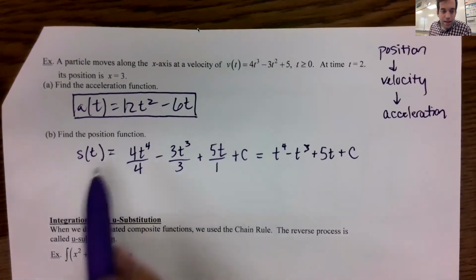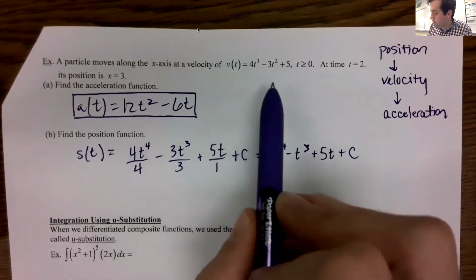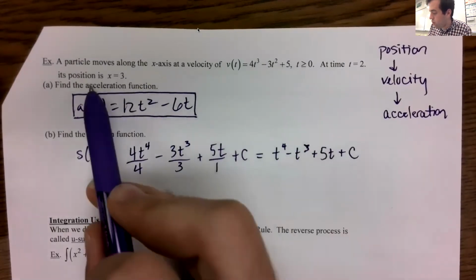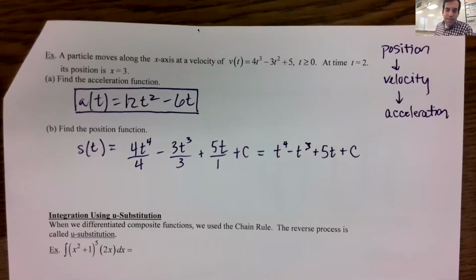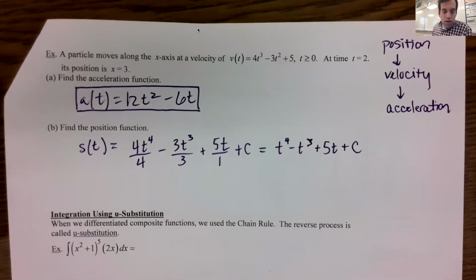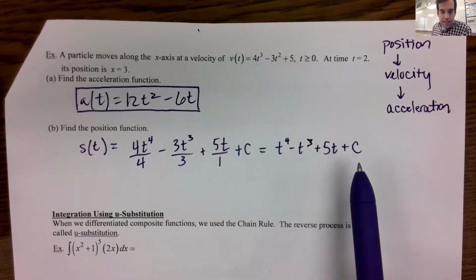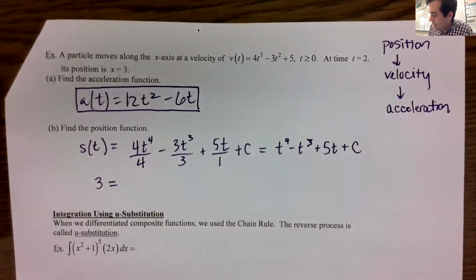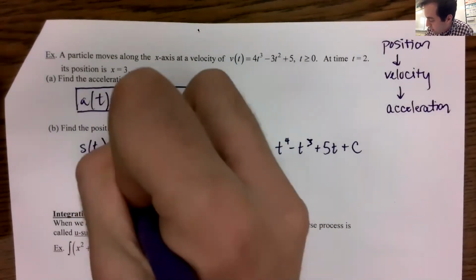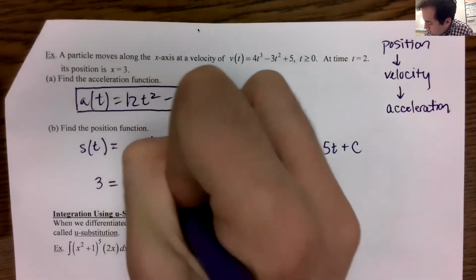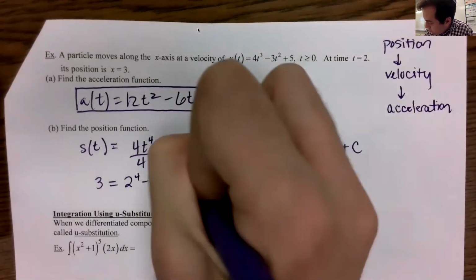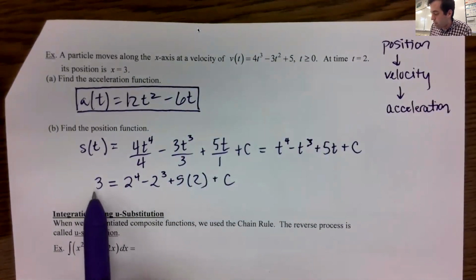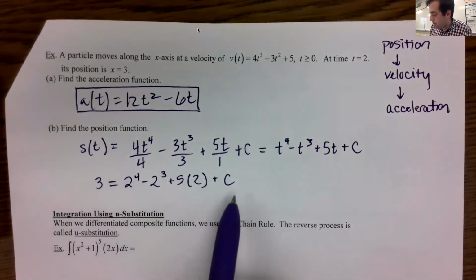Now this actually can be taken one step further, because if you take a look up here, it told us a scenario for the position function. It said at time t equals 2, position is x equals 3. Now the question will tell us that to help us be able to figure out what c is. So we know that the position is 3 when t is 2. So I'm going to plug 2 in for t here. And by doing this, we have plugged in for s of t and for t, and we can find c.